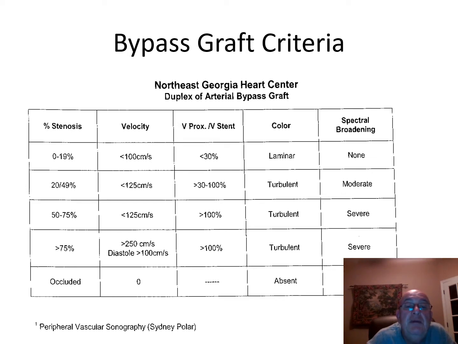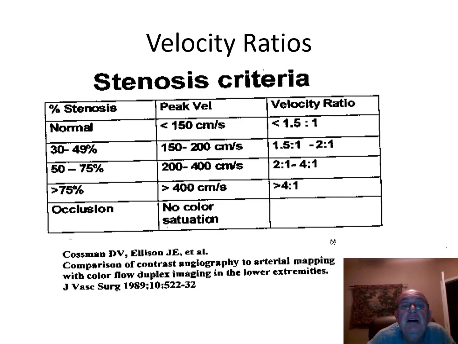Once again, once you get above 50%, you see significant change in velocity. So here we show it's clearly doubled. You'd see the turbulent flow. Greater than 75%, you'd have significant velocity increase, which would go with the doubling of the velocity ratio. And then occluded, once again, self-explanatory.